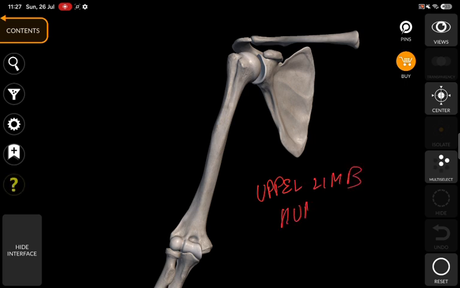Humerus. Now, first of all, we need to understand the basics that humerus is a long bone.